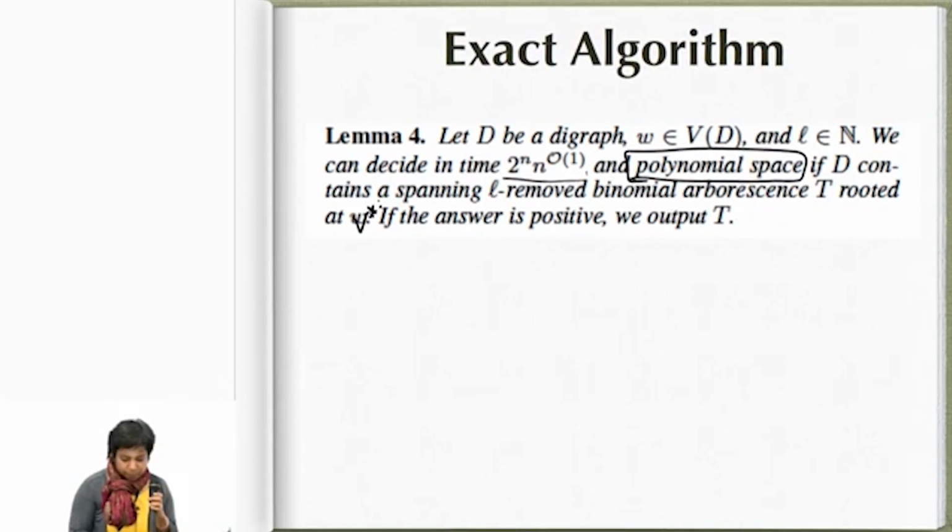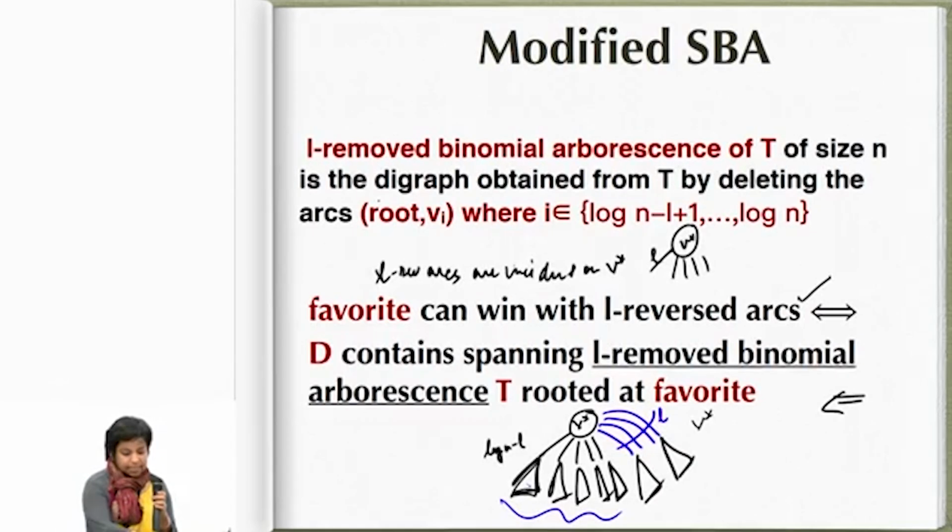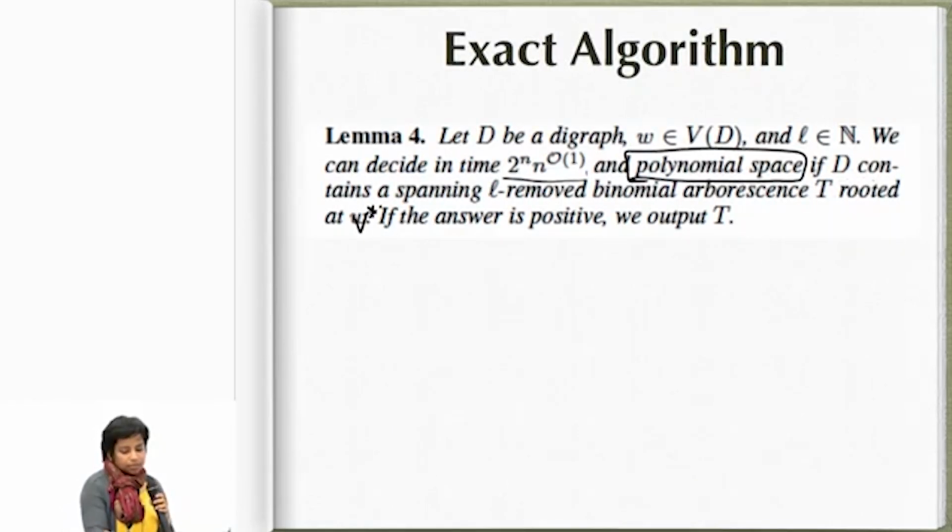Then using this property, that algorithm tells me the answer to this question: does D contain a spanning L-removed binomial arborescence rooted at V star? Because of this if and only if condition, if I can answer this question, I can also answer that question. That's the implication here. Whatever the answer is, yes or no, it is the answer to the original question, whether D can actually have an SBA with L blue arcs rooted at V star.